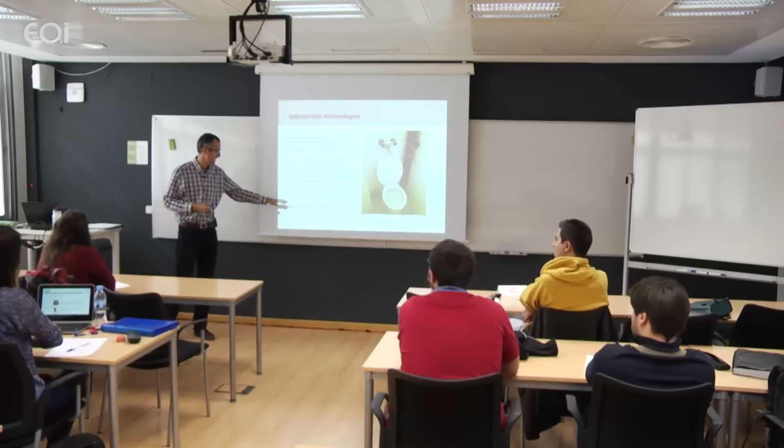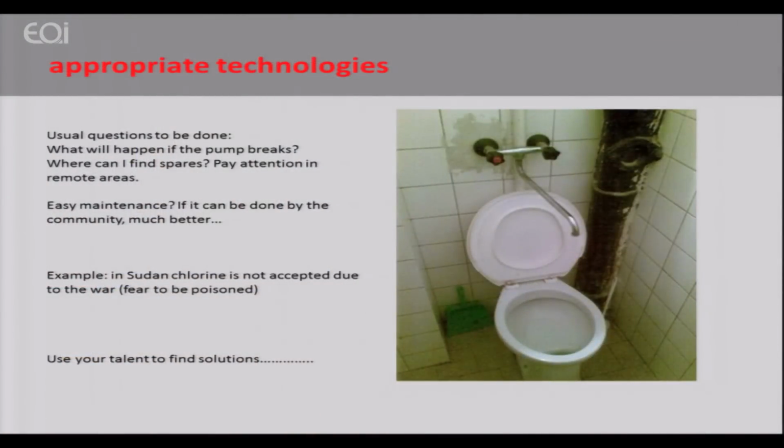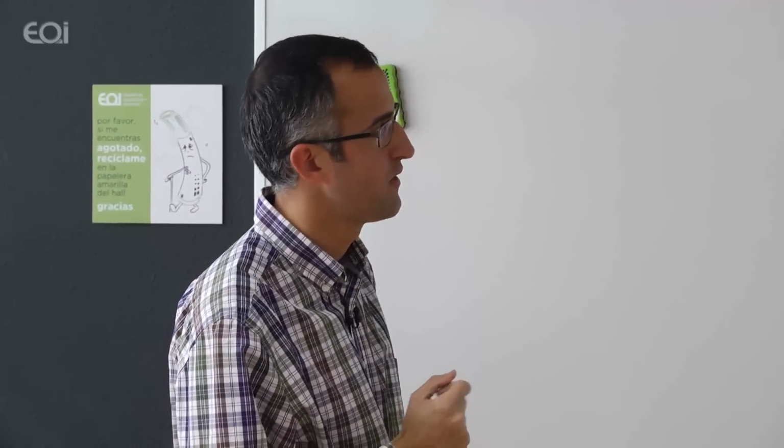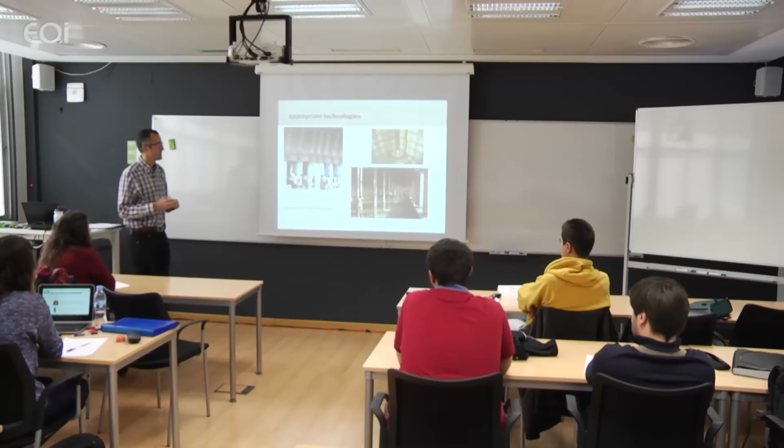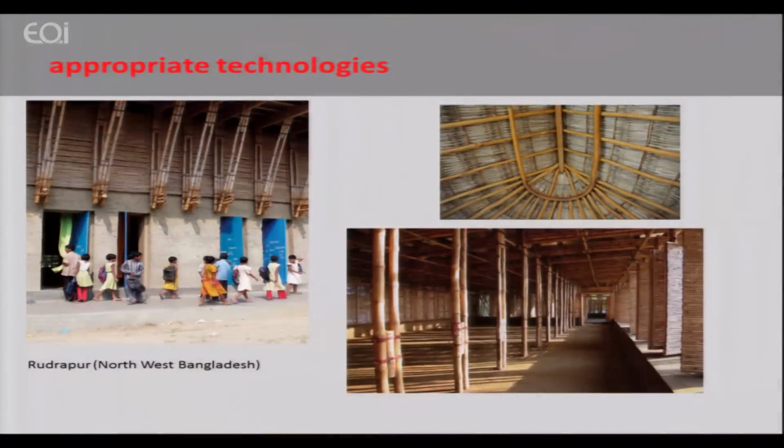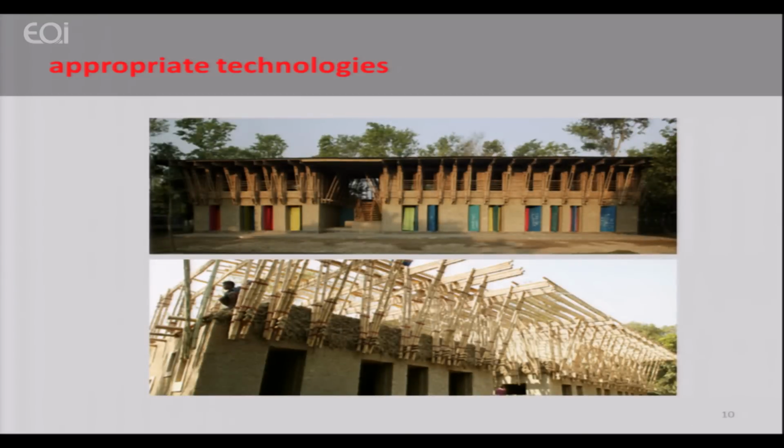Well, here I say use your talent to find solutions. It's a funny photo, as you see now. So we go on with these appropriate technologies. This is a school in Bangladesh made with wood. I like the example because the wood has been taken from near the school, and it's very beautiful. You don't need it to be made with concrete or with iron. It's made with wood, and in my opinion, it's beautiful. Okay, and it works. This is the school, right?